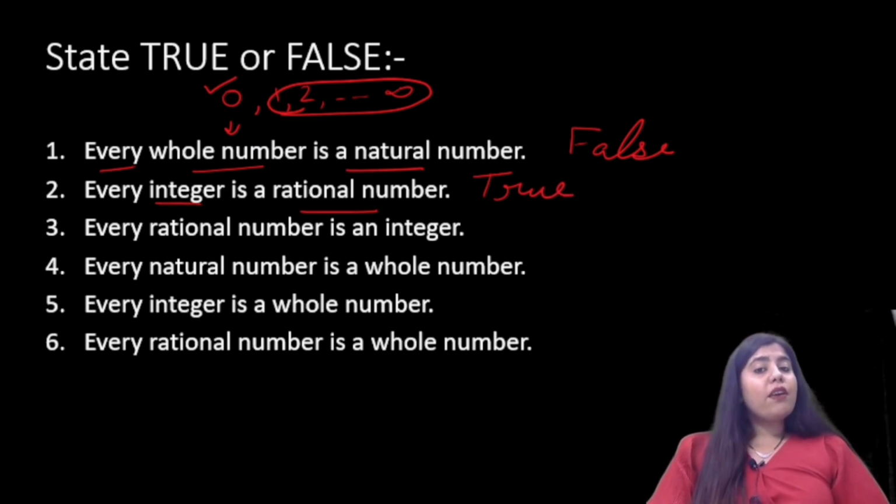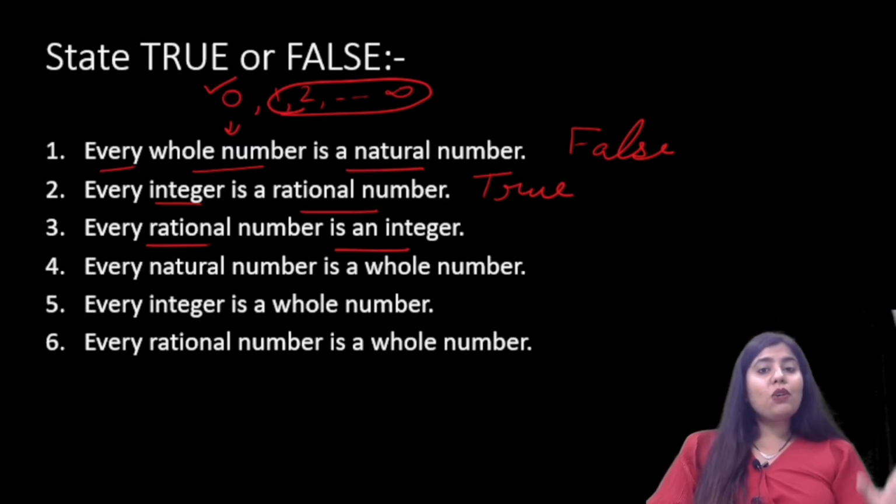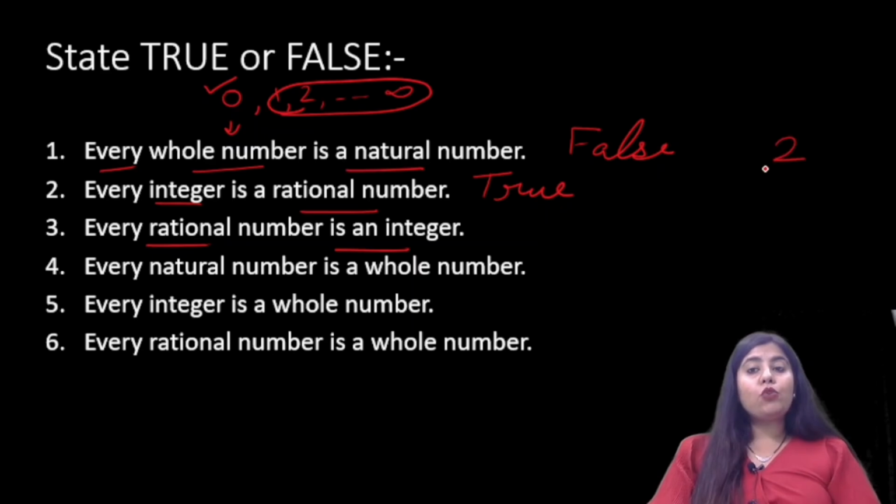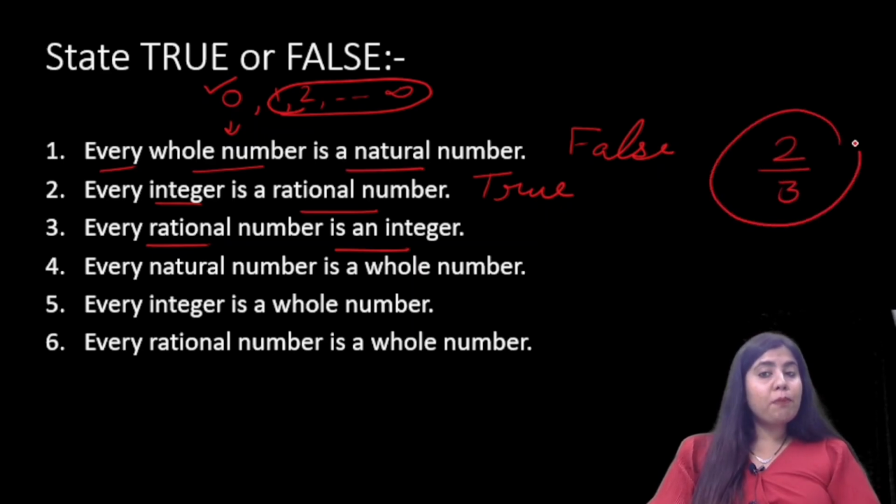Third one, every rational number is an integer. Can we say that every rational number is an integer? No, because integers only include the positive numbers, negative numbers and 0, but they are not of the form p by q. If I say that we have a number 2 by 3, then it is of the form p by q. It is a rational number, but it is not an integer. So the third one is false.